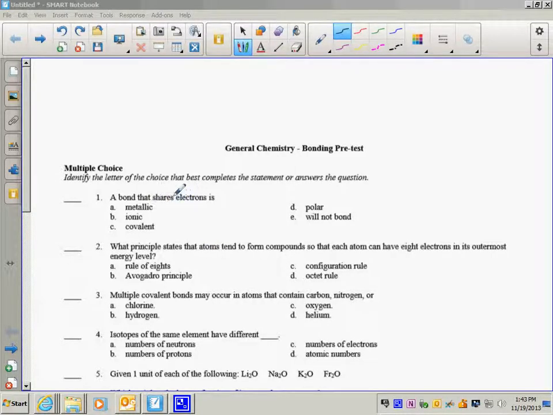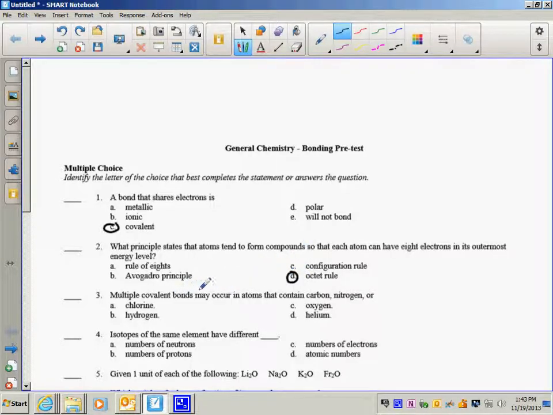It says a bond that shares electrons will be covalent. What principle states that atoms tend to form compounds so that each atom can have 8 electrons in its outermost shell? That would be the octet rule.